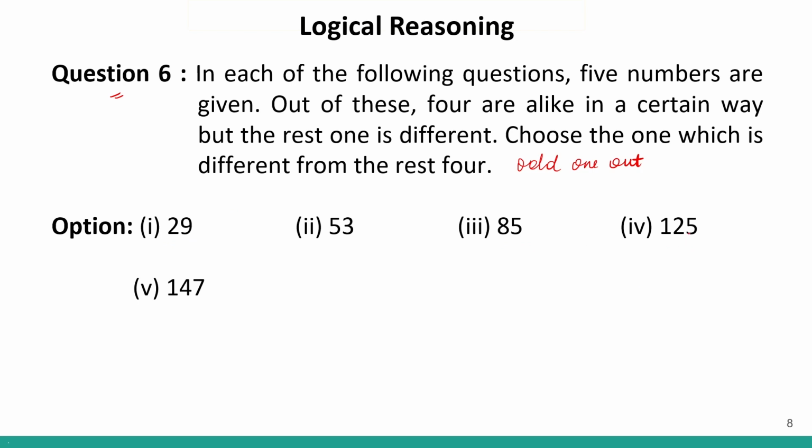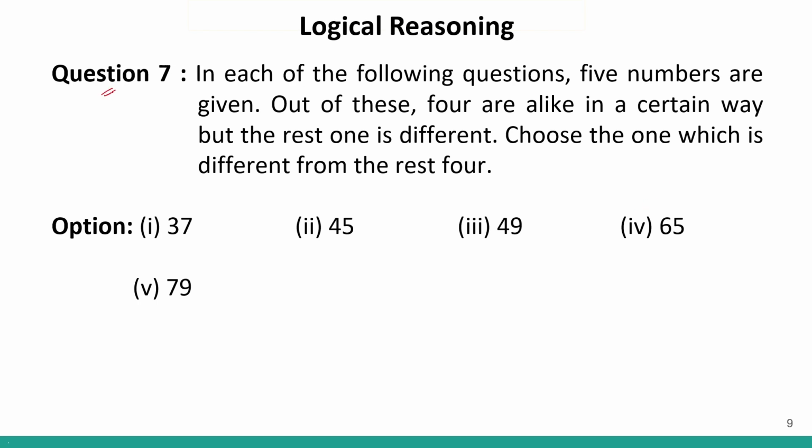But if I look at this number, 125, I can see this is a perfect cube. This is a perfect cube of 5. So, out of the following options, 29, 53, 85 and 147, these are neither perfect squares nor perfect cube. Only option number 4 is a perfect cube of 5. Therefore, option number 4 will be the correct answer to this question. Clear?